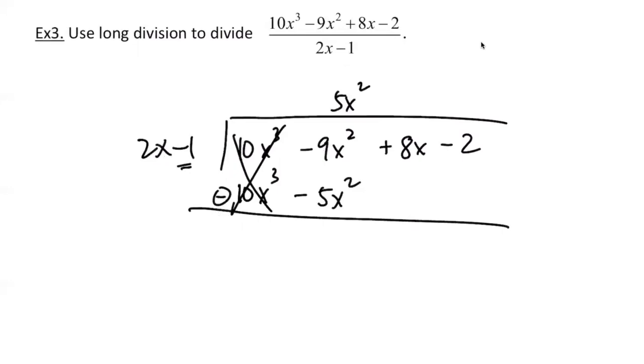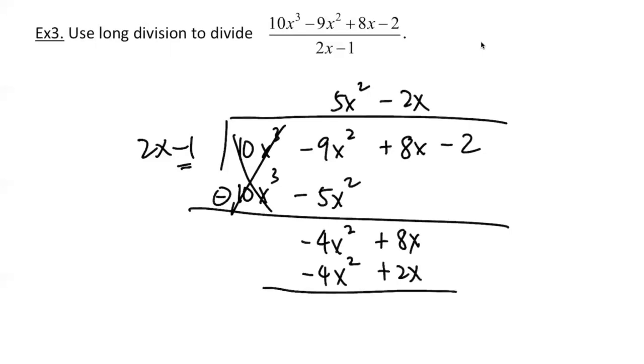So this is going to be negative 9x squared plus 5x squared. That is negative 4x squared. And then we pull the next term down. And then 2x times what? It's negative 4x squared. That will be negative 2x. So negative 2 times 2, it's 4. And x times x is x squared. And plus 2x in this case, because you have the negative and negative, okay?